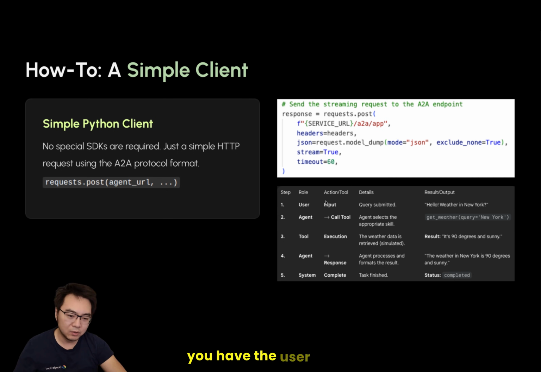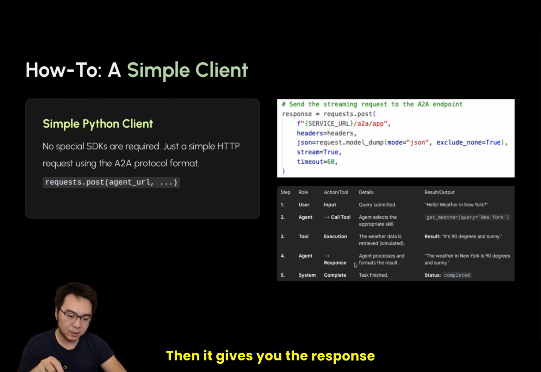You have the user input, submit the query, which in this case, you can say, hey, what's the weather in New York, right? Then the agent calls a tool. This is a separate event. Then you select the appropriate skill. In this case, it calls the get weather event, the tool. Then it's the execution. Execute this and then give you a result, which is 90 degrees and sunny, right?